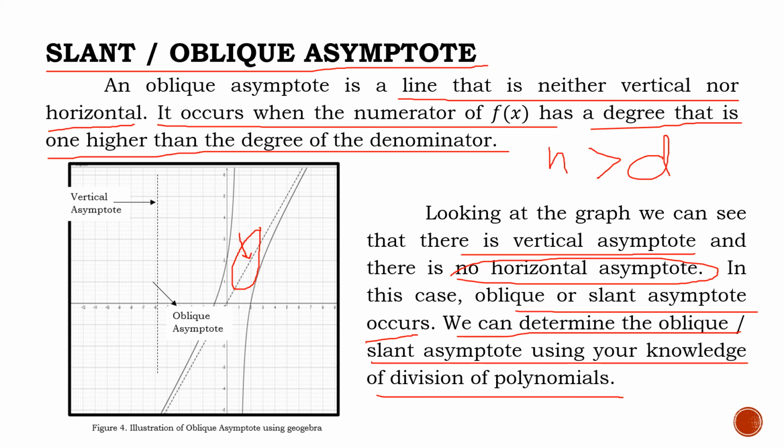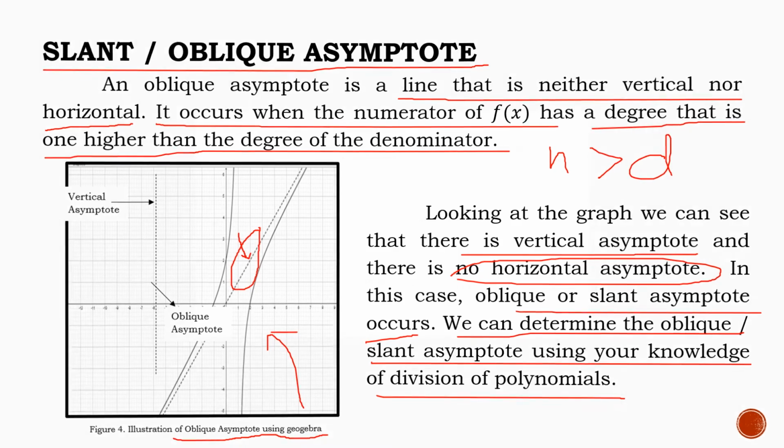So what will be your polynomial? It can be linear, quadratic, cubic, and constant. Here is the illustration of the oblique asymptotes using GeoGebra. The slant imaginary line will serve as your slant or oblique asymptote. Since there is no horizontal asymptote in this graph, then there is automatically a slant or oblique asymptote for this rational function.